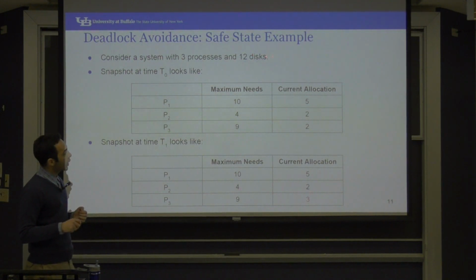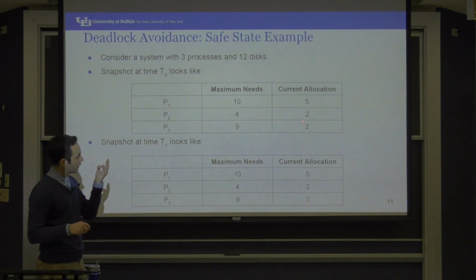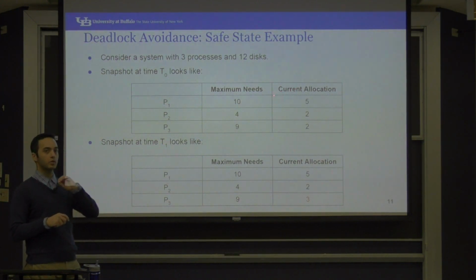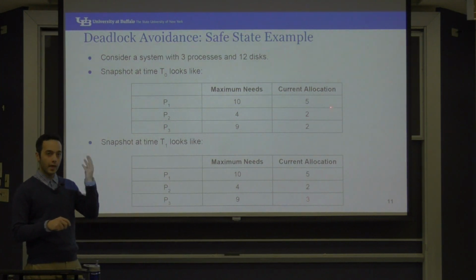When we have 12 and the currently allocated is 9, that means we have 3 available, right? With these 3 available, P2 may need 2 more. So we can grant P2 its resources, wait for P2 to finish, and then P2 will release these 2. Then we have 5 available.